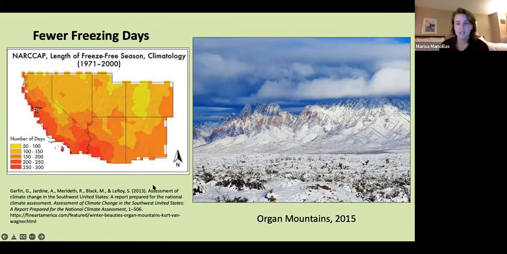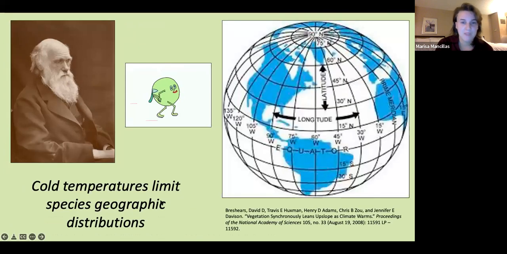So fewer freezing days, longer warm seasons, and this kind of scene with the Oregon Mountains covered in snow will be less often. And you may recognize this man as Charles Darwin. He had this idea about temperature and species and geographical distributions, that cold temperatures are really important in limiting the distribution of plants or different species. So as temperatures increase, we expect that species will move up in latitude or up in elevation. So that's really the idea that we're testing.